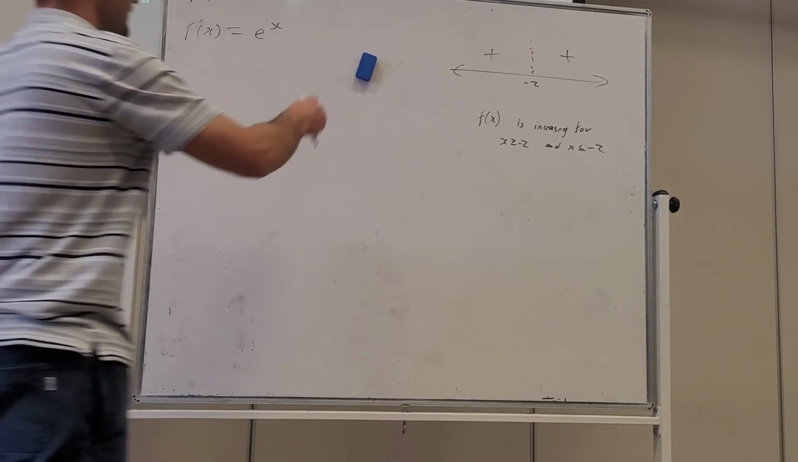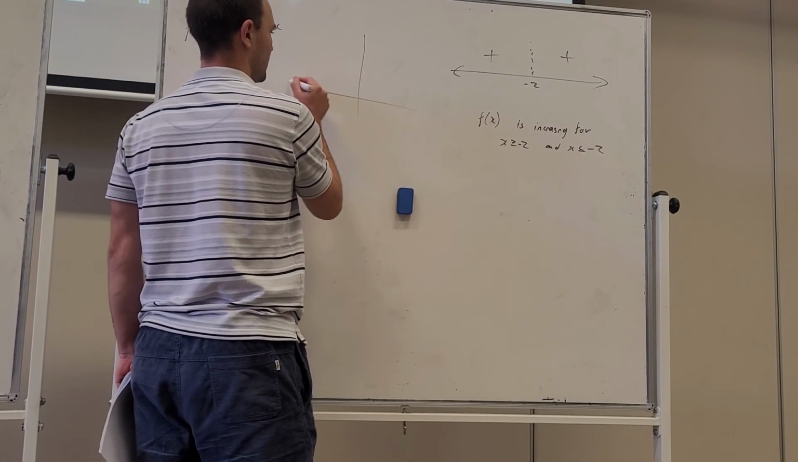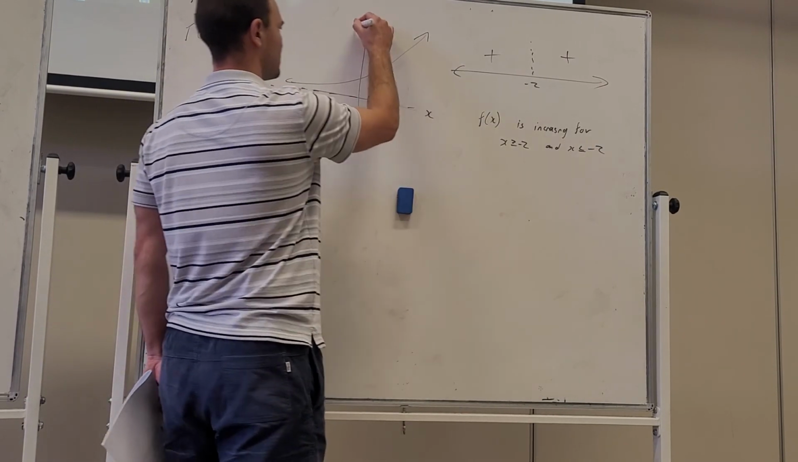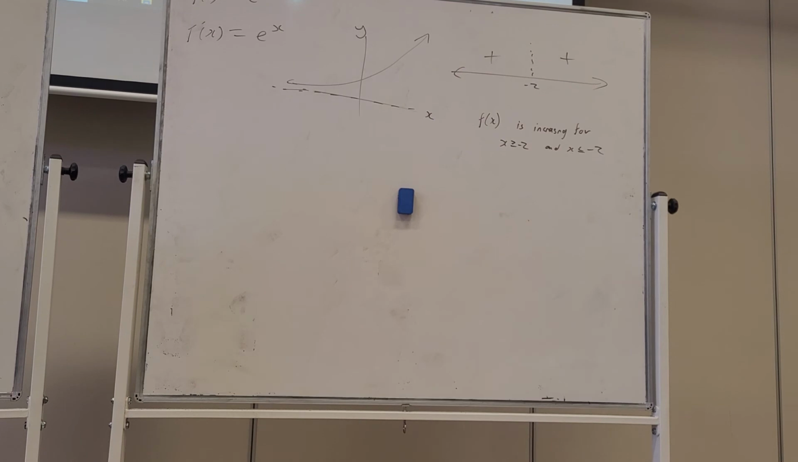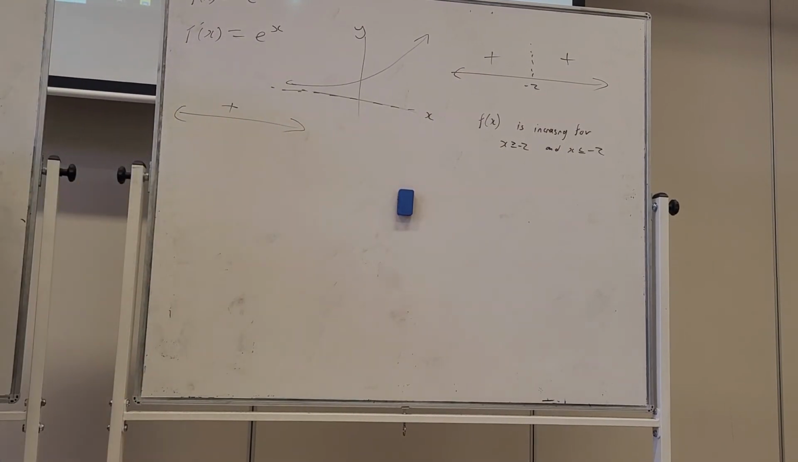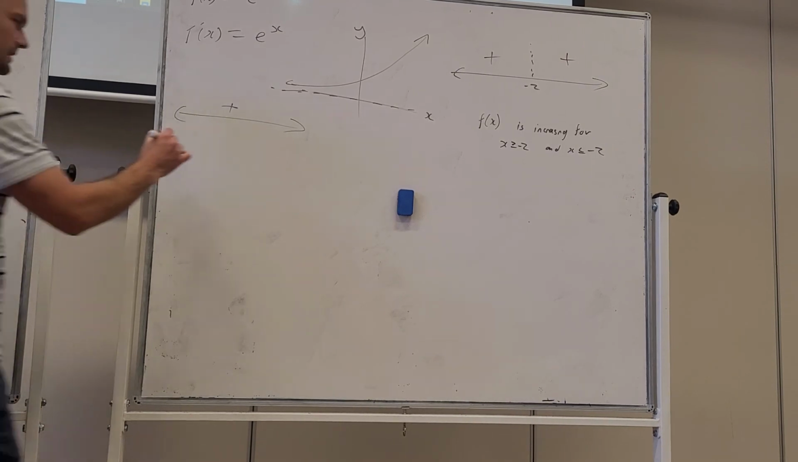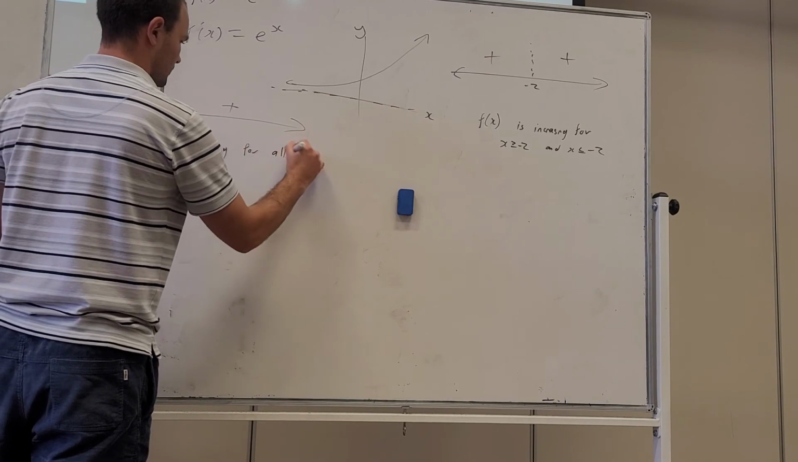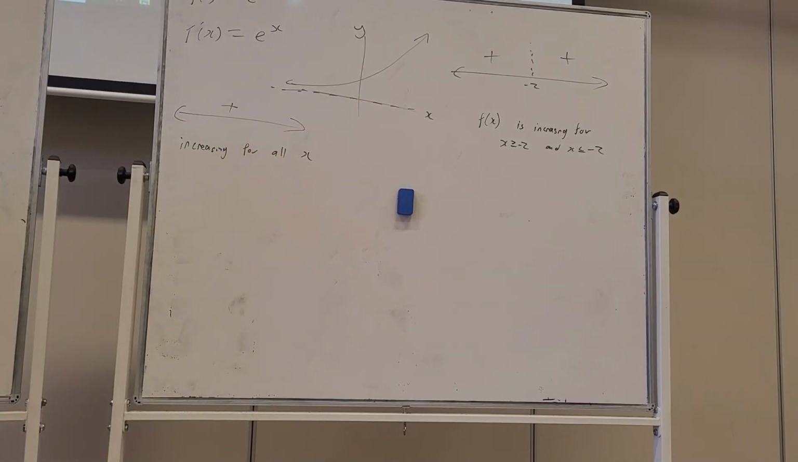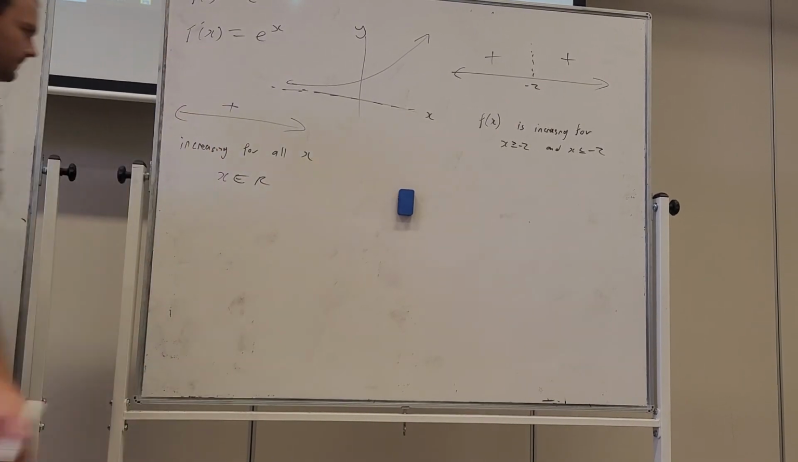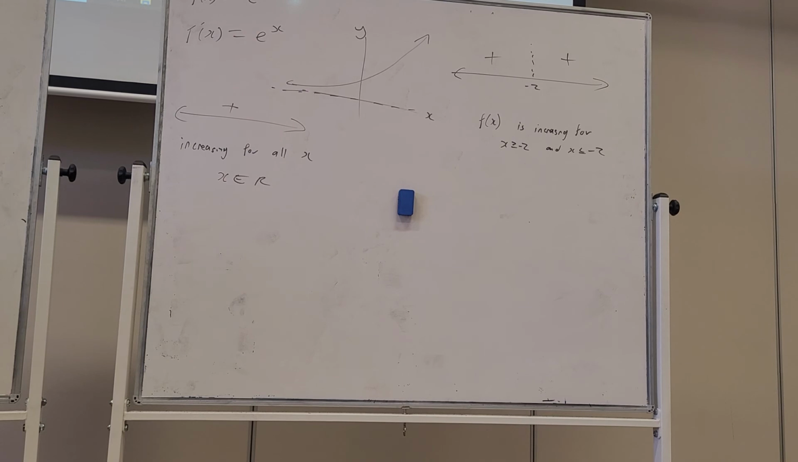Now, the graph of e to the x looks like this. It is asymptotic to the x-axis, which means it's always positive. So this is going to have a sign diagram like this. And so we're going to say increasing for all x. The way we say that mathematically: increasing for x, x belongs to the set of all real numbers. Never decreasing.